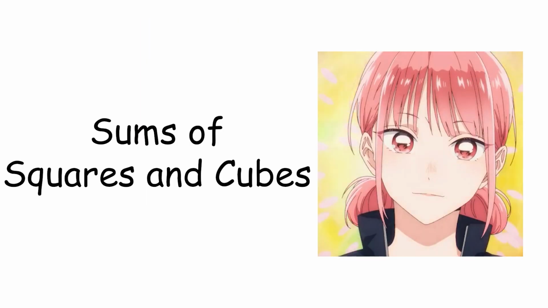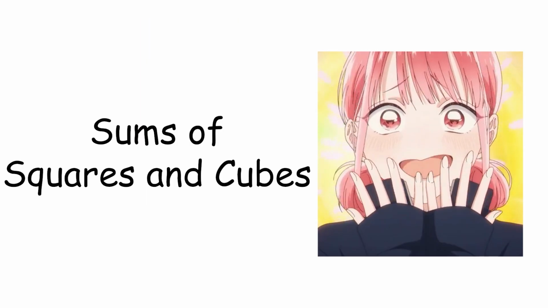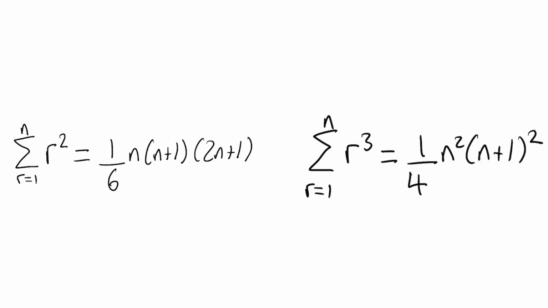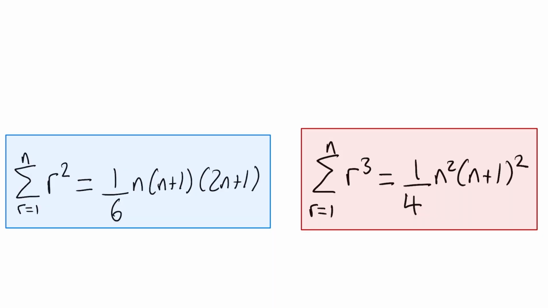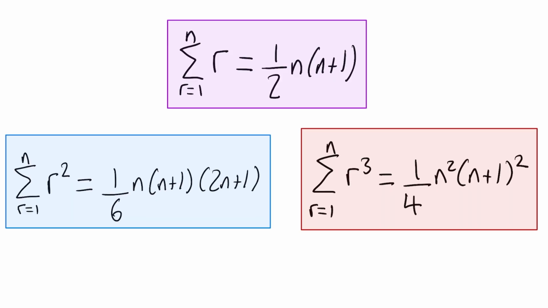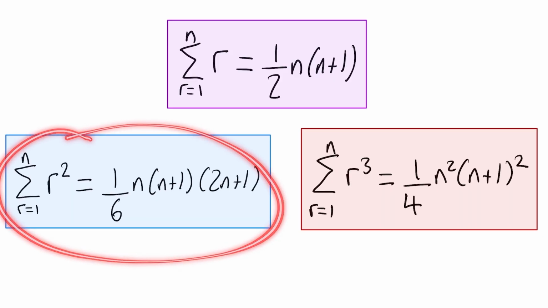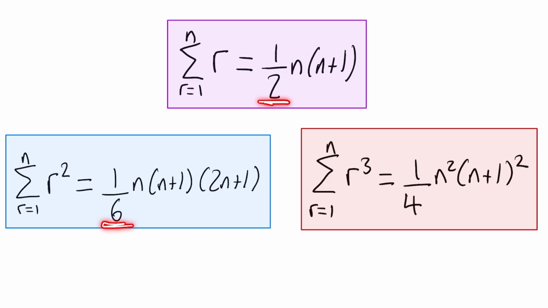Okay, sweet, let's move on to the sums of squares and cubes. If you've understood everything so far, this will be easy. It's just 2 more identities to memorize, but everything else is the same. The way I remembered these is by comparing them to the one we already know. So the sum of squares is the same, except instead of a half, we've got a sixth. And we've also got a 2n plus 1 on the end now. And the sum of cubes is just this one squared.